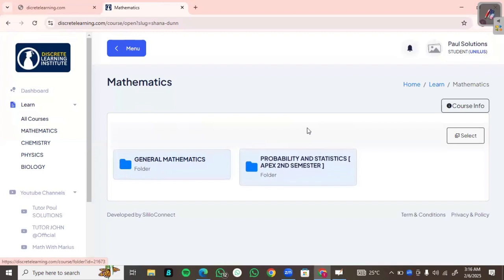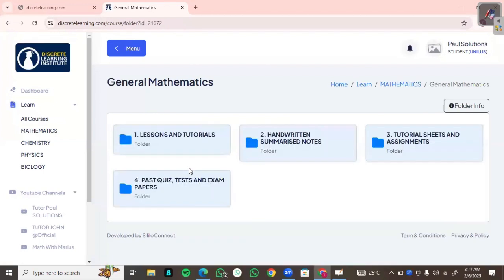So this one here is specifically for those who are doing second semester Apex. For the rest of you, you just go in the general mathematics. You're going to find 4 folders there. One will be for the lessons and tutorials. The other one will be for the handwritten notes. The other one will be for the tutorial sheet and assignments. The other one will be for what? Past quiz, tests, and exam papers.